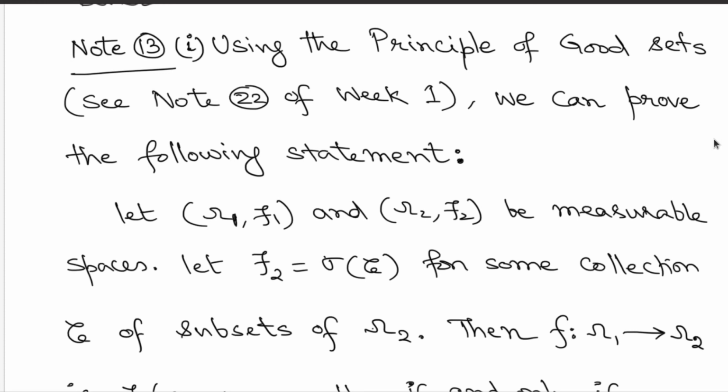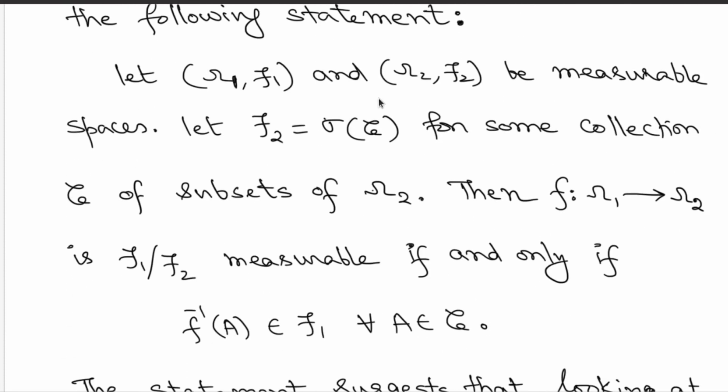And using such a principle, you can prove the following statement. Take two measurable spaces (Ω1, F1) and (Ω2, F2), and choose a class of sets for the range side sigma field. Here Ω1 is the domain and Ω2 is the range, so F2 is the sigma field on the range side. Figure out a generating collection of sets for F2. Call it C. Okay.